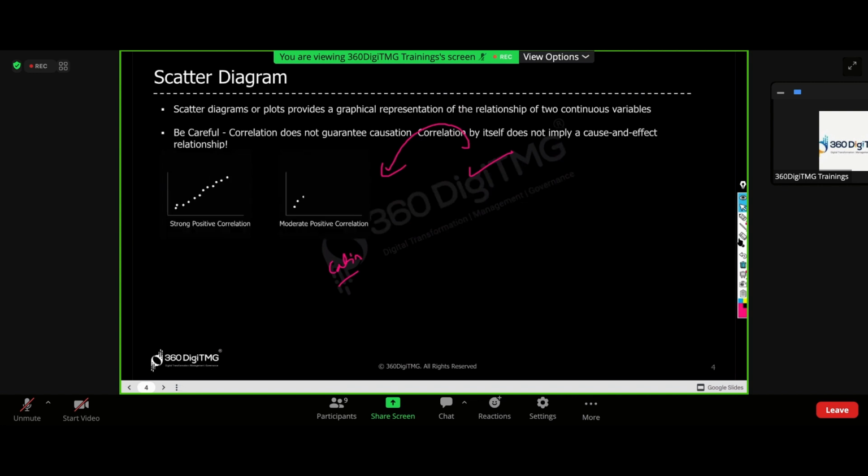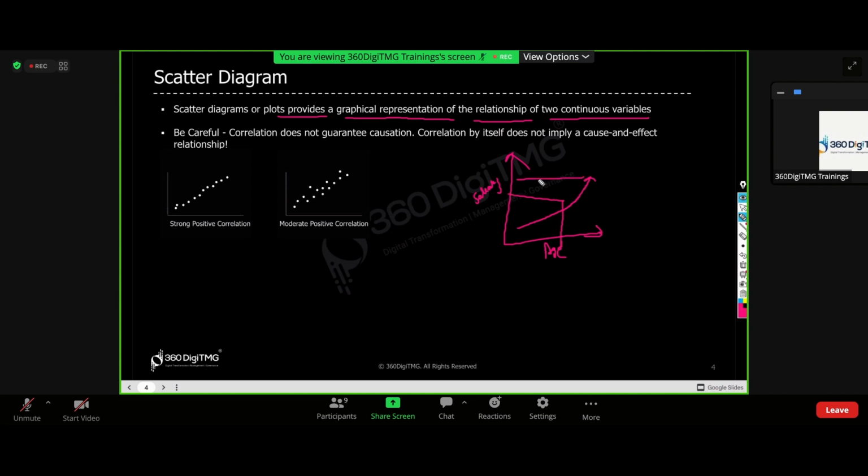If I talk about a scatter diagram or plot, it provides a graphical representation of the relationship of the two continuous variables. On one axis, I have, let's say, age. On another axis, I have salary or experience, whatever you have. And I can plot that if age is increasing, salary is also increasing. There is some relation. This is called a scatter plot.